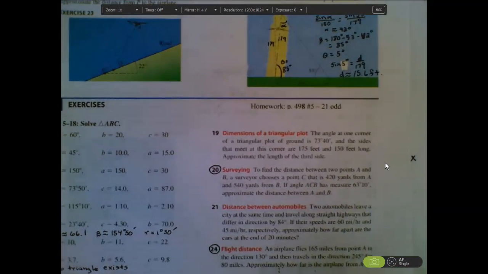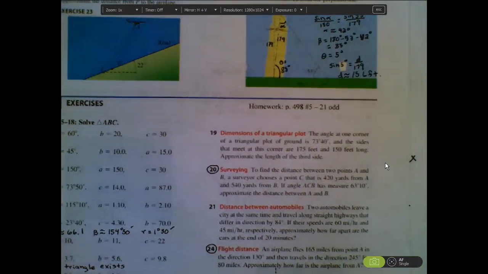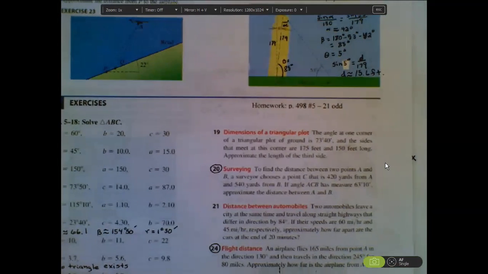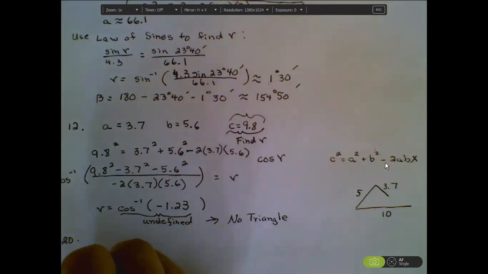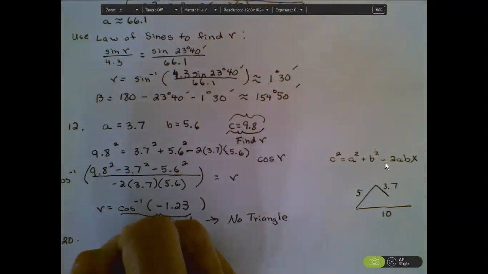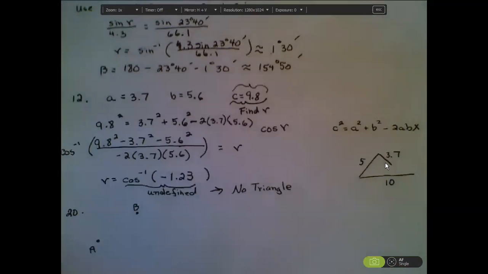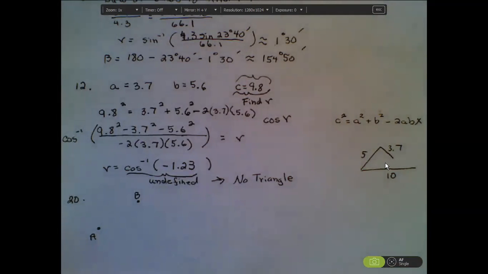To find the distance between 2 points A and B, a surveyor chooses a point C that's 420 yards from A and 540 yards from B. Now, if a surveyor is trying to find the distance from A to B, why doesn't he just measure the distance from A to B? Why would he have to choose some other point, C, if he's wanting the distance from A to B?